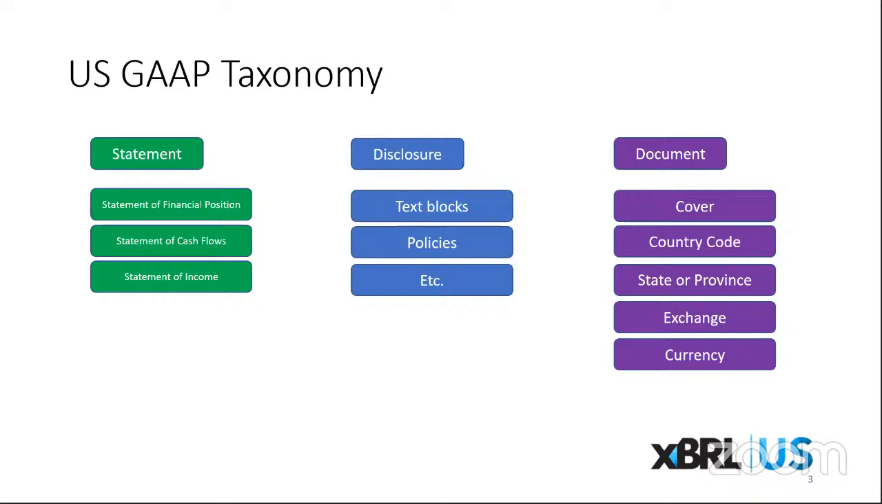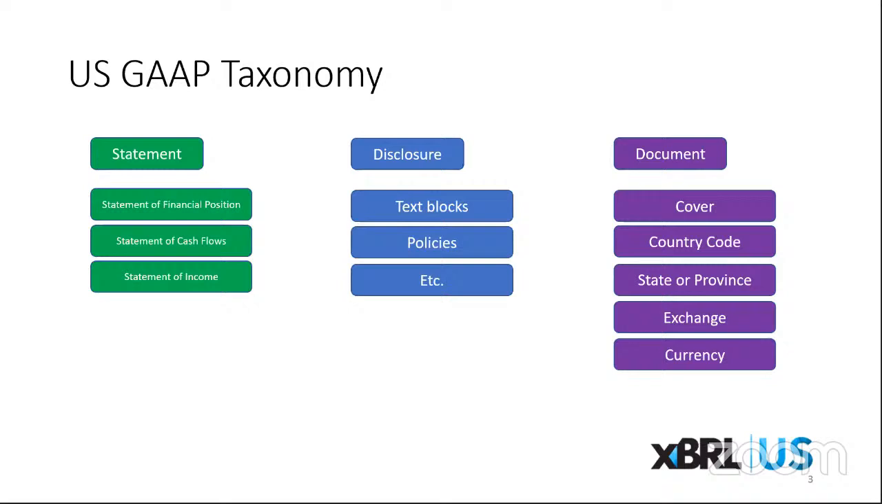And then there's a document section, and this is really information about the filing or the report itself. What period is the report for? What's the fiscal period focus? And then there's other information in there as well, which can be used by filers to designate operations in countries and that kind of thing.